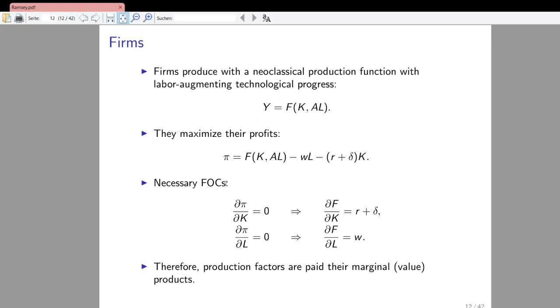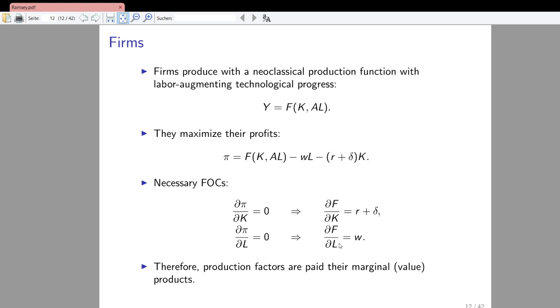Now the necessary first order conditions for an interior profit maximum are that the derivative of the profit function with respect to employment of the production factor capital has to be equal to 0, and from this it follows that the derivative of the production function with respect to capital has to be equal to the capital rental rate. Similarly, if we take the derivative of the profit function with respect to labor, this has to be 0 as a condition for a profit maximum, and from this it follows that the derivative of the production function with respect to the production factor labor has to be equal to the wage rate.